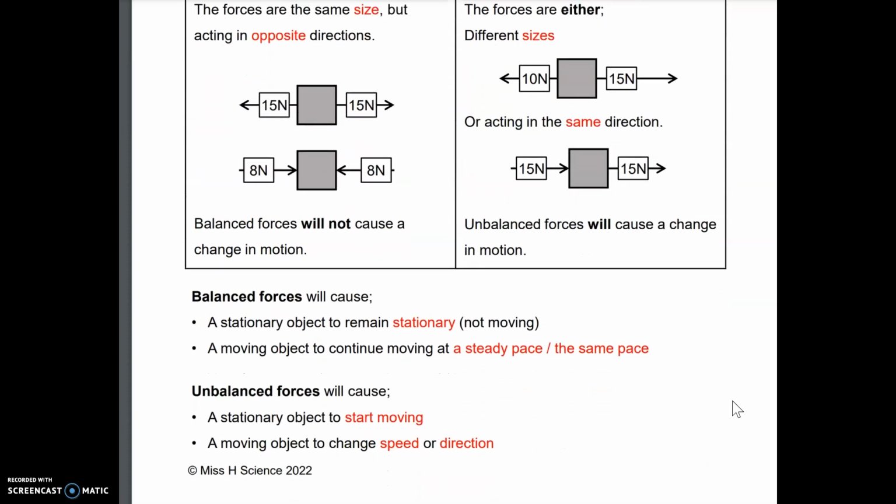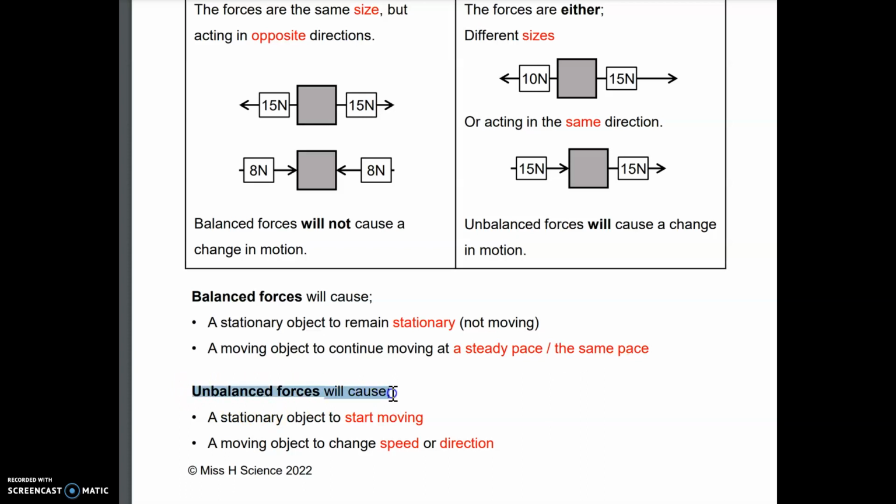So how do forces affect motion? Remember, a balanced force, right, is going to cause the object to remain stationary. If it's already not moving, it's going to continue not moving. But if an object is moving and it has a balanced force acting on it, then it's going to continue to move at a steady pace, the same pace. Its motion is not going to change.